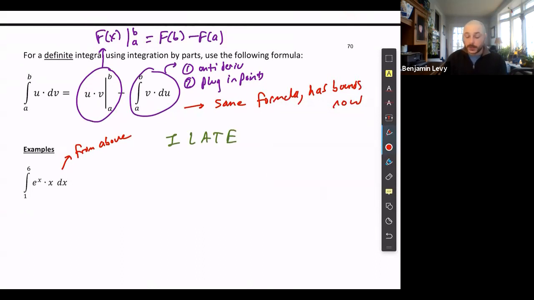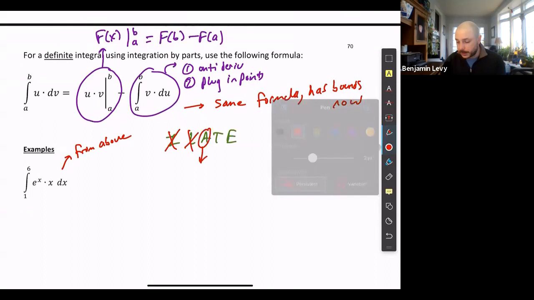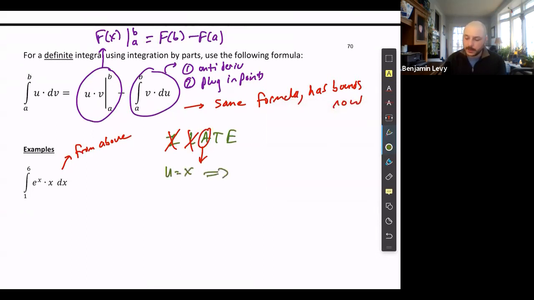So the I stands for inverse trig functions. We don't have any of those. L stands for logarithms, no logarithms. Algebraic expression, yes, there's the x. And so that's how we chose the u part. And then that means whatever's left is dv.